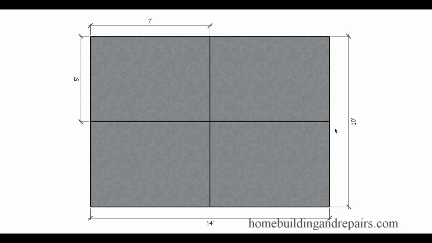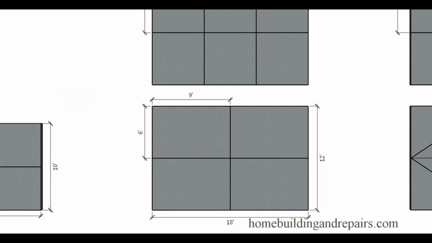So here we have a 14 foot by 10 foot. We split it right down the middle. Something like this falls within the range, less than 8 feet, less than 8 feet for a 4-inch thick slab. Something like this should work out pretty good.